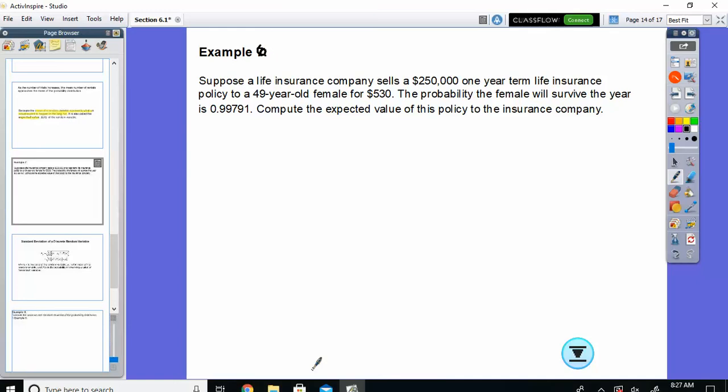So my next example. Suppose a life insurance company sells a $250,000 policy, one-year term life insurance policy to a 49-year-old female for $530. The probability that the female will survive the year is 0.99791. Compute the expected value of this policy to the insurance company. Okay, expected value, we're kind of like finding the mean, right? And when we find the mean, we add up the x times p of x.